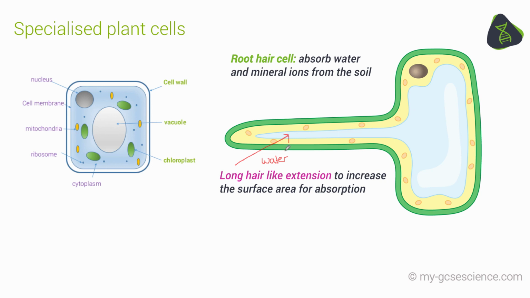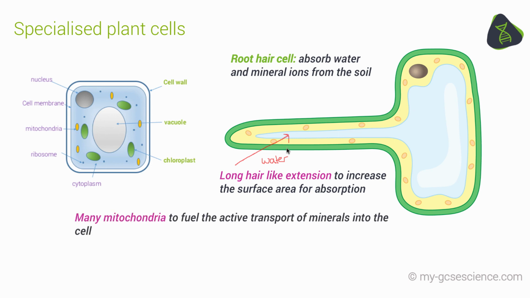Mineral ions, however, have to be forced into these root hair cells because there's actually quite a large concentration of mineral ions inside these plant cells already. So the way in which these mineral ions are moved into the plant cell is an energy consuming process called active transport, and in order to fuel this process, again, you're going to need to have many mitochondria. So you see many mitochondria in these cells. So these would be the mitochondria.